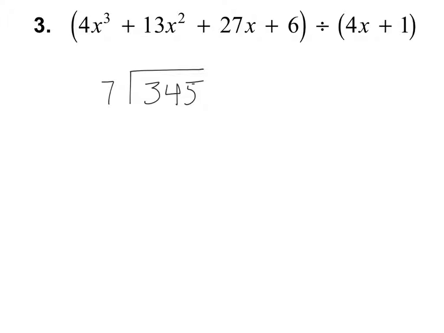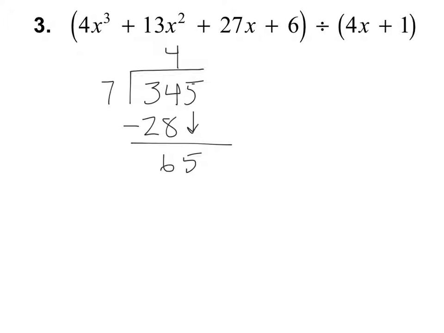Okay, so 7 does not go into 3, but can it go into 34? And the answer is yes, 7 goes into 34 almost 4 times. 4 times 7 is 28, and then you subtract. That gives me 6. And then you bring down the next number, which is 5. And then you repeat the process.